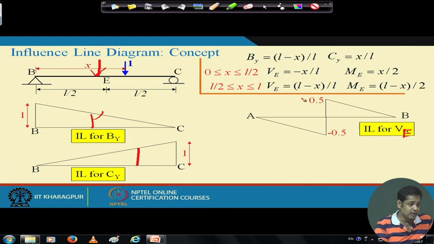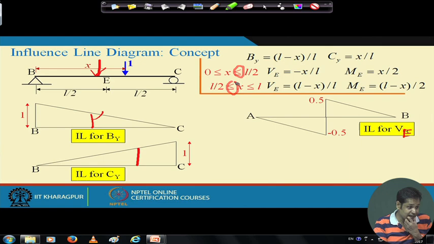Now, remember just now I said this equality does not hold for shear force, because at point E there is a sudden jump, it is discontinuous. So for E, this expression is only valid between 0 and L by 2, excluding the point L by 2, and again this expression is valid between L by 2 and B, excluding the point L by 2. So this equality is not valid for shear force.